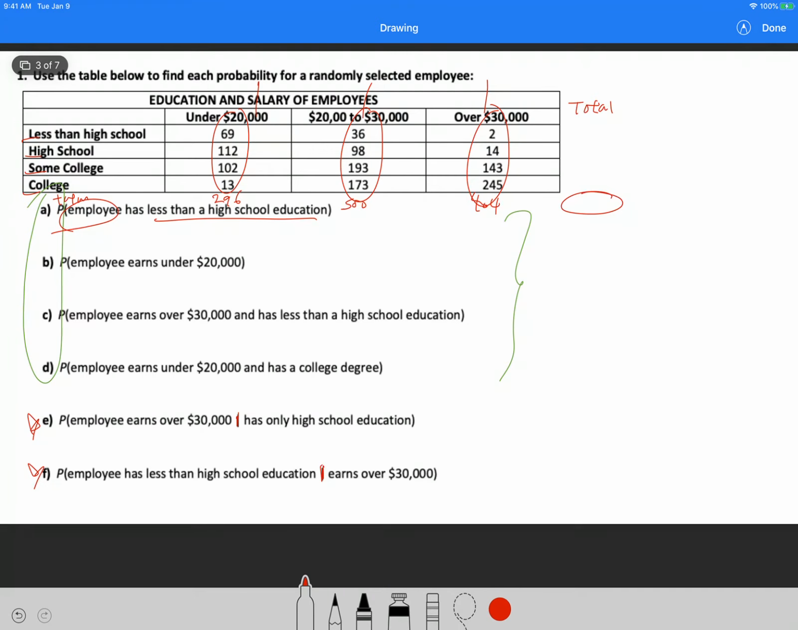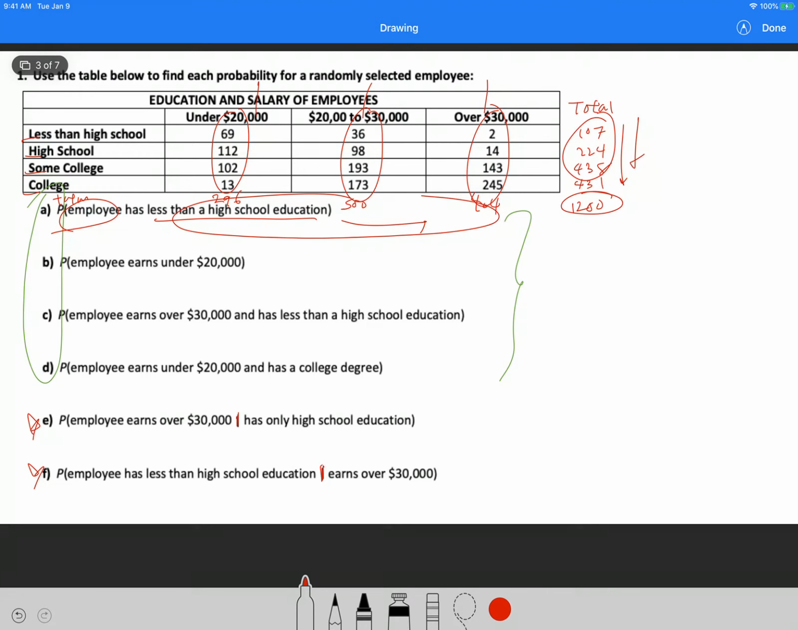People with less than high school will be 69 plus 36 plus 2, which is 107. The next one, 149 plus 98 plus 111 gives 224 and 102 plus 193 plus 143 is 438. With all these numbers combined, we're not adding all 6 numbers; we're just adding this way or that way, once. So 296 plus 500 plus 404 gives me 1200. Oh, I forgot the last row: 13 plus 173 plus 245 gives me 431. Notice that if you add those all 4 numbers that way, you should also get 1200. So now I can do these questions.